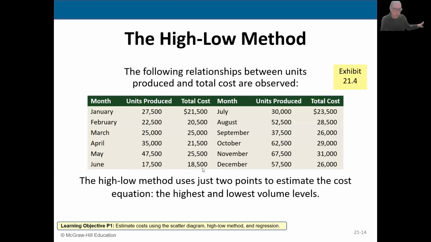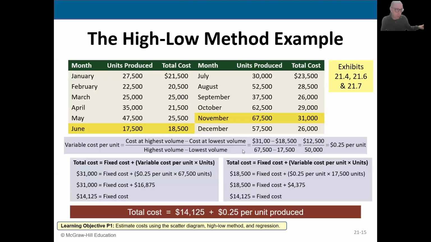And we found the low point, June, 17,500 units at a total cost of 18,500. So now that we have those two, we want to go on to the next two steps. So first step, we found the high, we found the low. Okay. Second step, we want to compute the variable cost per unit. And how do we do that? We need to separate the high and low.